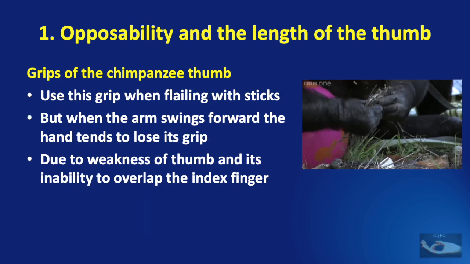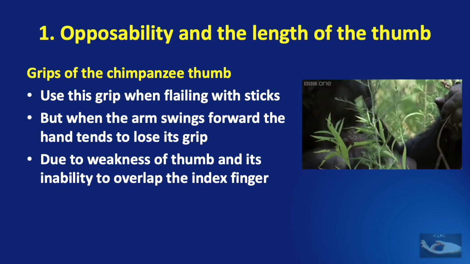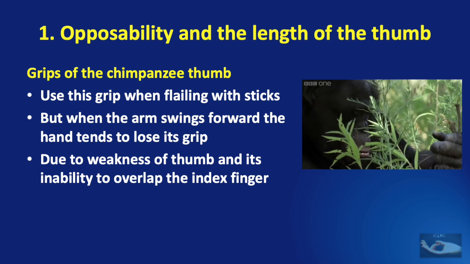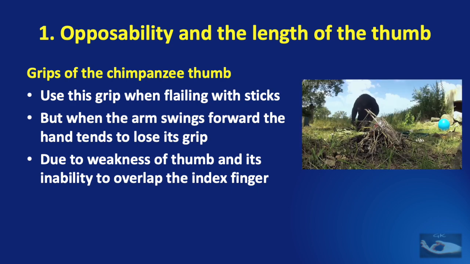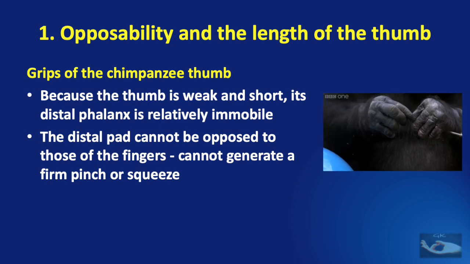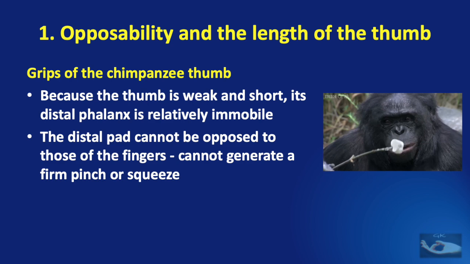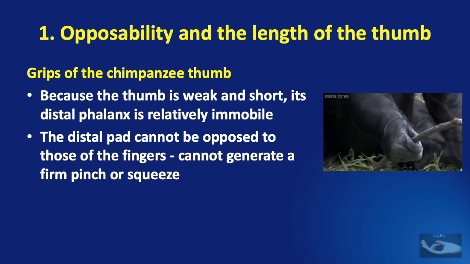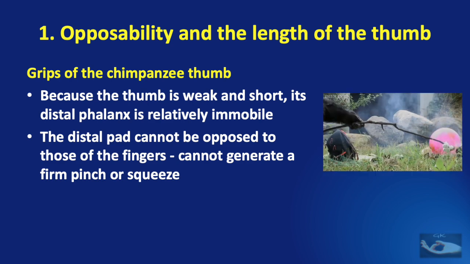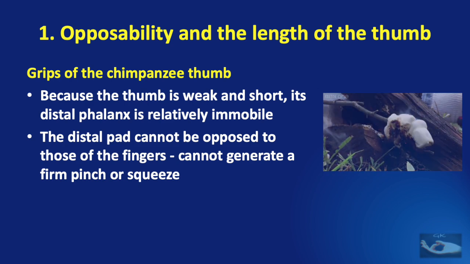Chimpanzees use this grip when flailing with sticks, but when the arm swings forward, the hand tends to lose its grip, possibly due to weakness of the thumb and its inability to overlap the index finger. Because the thumb is weak and short, its distal phalanx is relatively immobile and its distal pad cannot be opposed to those of the fingers, so it cannot generate a firm pinch or squeeze.